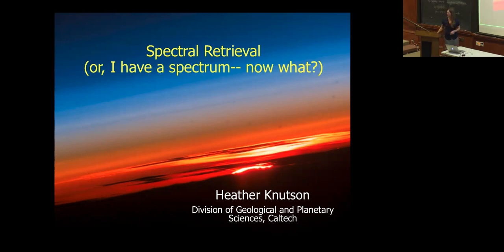Since Travis already talked about directly imaged planets, I'm going to draw my examples in my talk mainly from transiting planets. But my goal in this talk is also to more broadly discuss what are the pieces you need for models and how do you compare models to the data in a way that's broadly applicable to any spectrum of any kind.